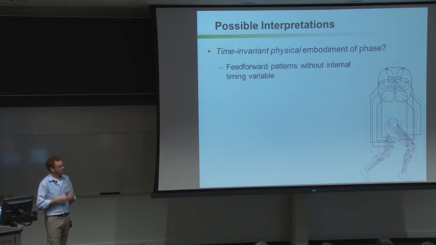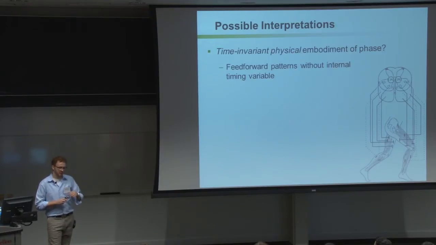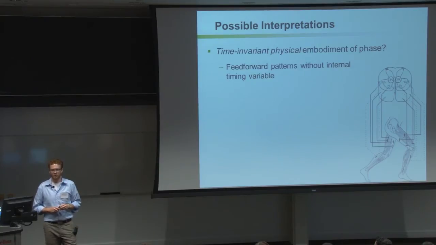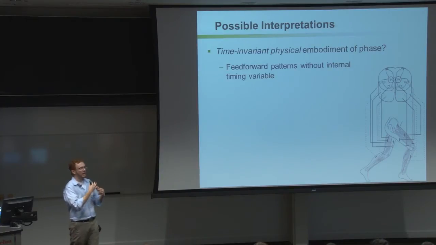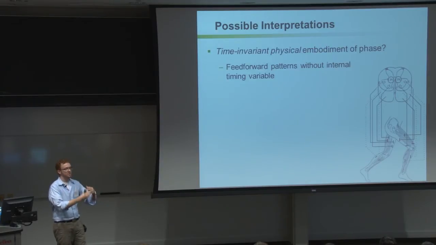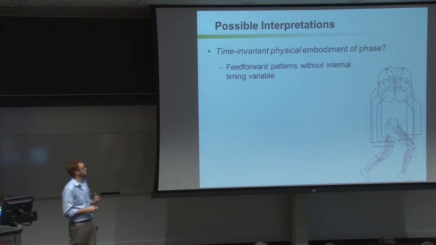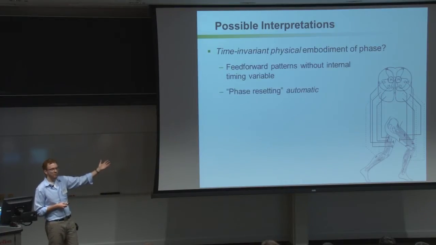And so there are many possible interpretations here. The one that I favor is that perhaps there is a time-invariant physical embodiment of phase that humans use for locomotion. In which case the central pattern could be created without an internal timing variable. So there could still be a central pattern generator which just uses feedback instead of an internal timer to generate the feedforward patterns. And in this paradigm, the idea of phase resetting would come automatically.